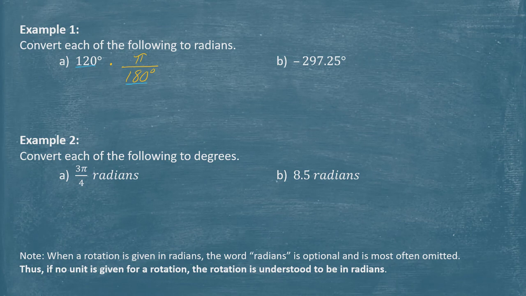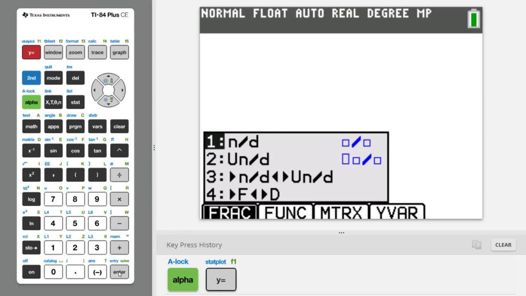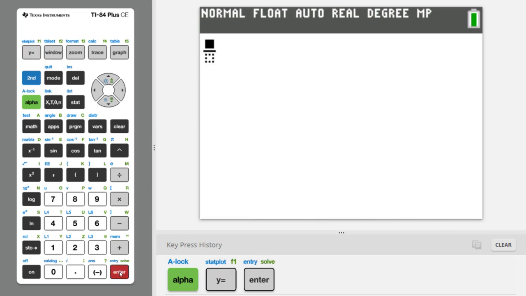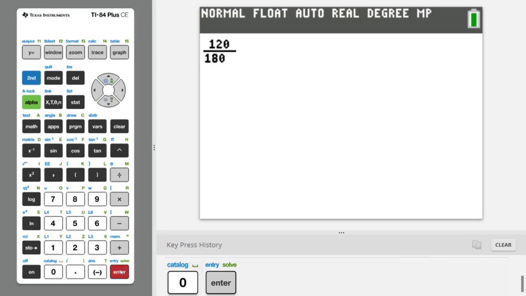Fortunately for us, if it's something that you don't want to have to spend a lot of time on, we have access to the TI-84s that can do that reducing for us. So let's go ahead and bring up a calculator and show how that would work. I would ultimately bring up that fraction template, so alpha y equals, in the first option, type in whatever the numerator was supposed to be, so 120, on the bottom have 180, press enter, and notice it just takes us straight to that reduced version, 2/3.